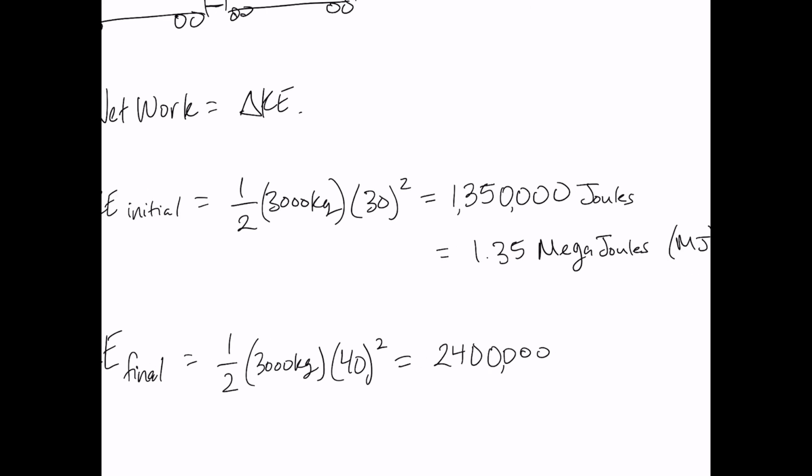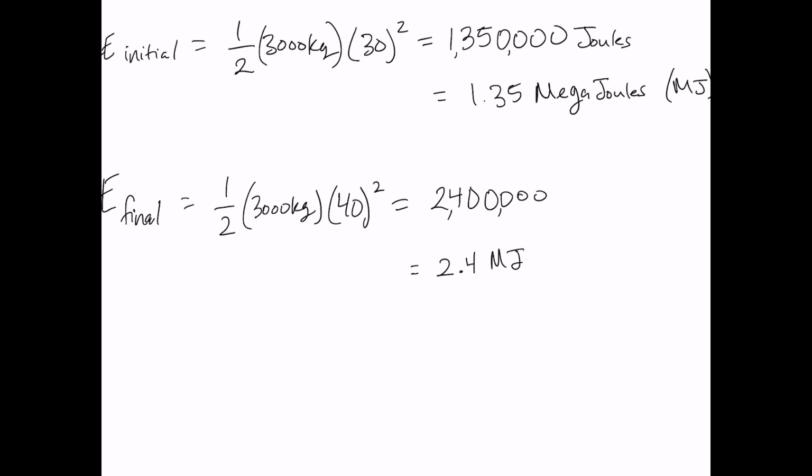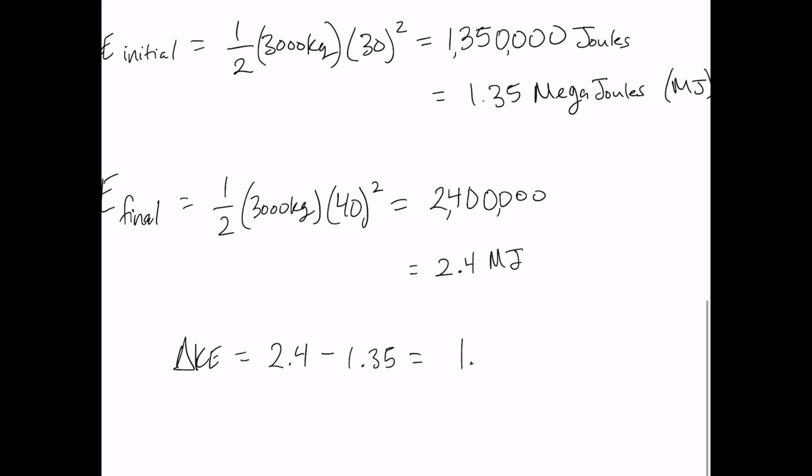megajoules. So we know that net work done is equal to delta kinetic energy, which is just equal to 2.4 megajoules minus 1.35 megajoules, and we get 1.05 megajoules. And that's our answer for part A.